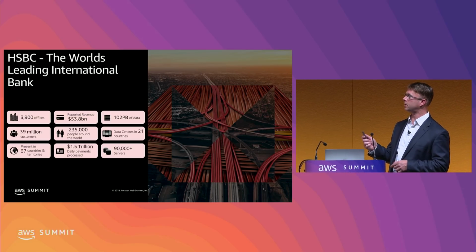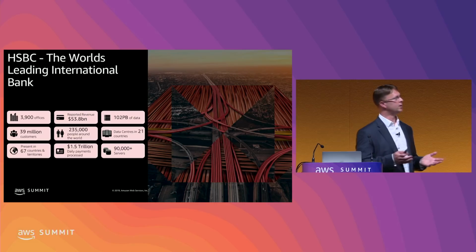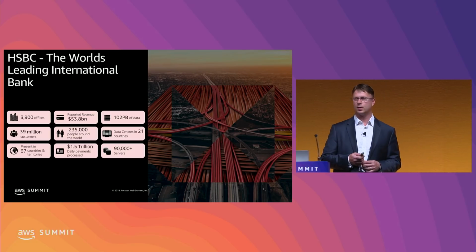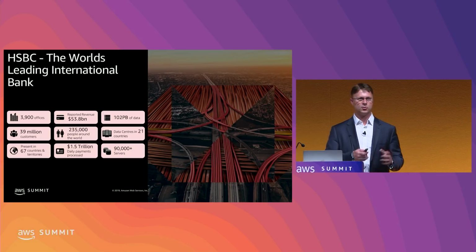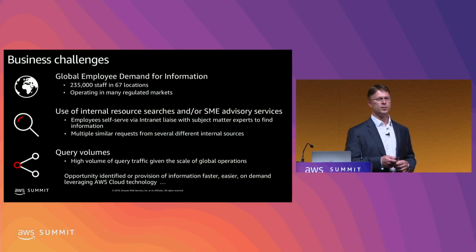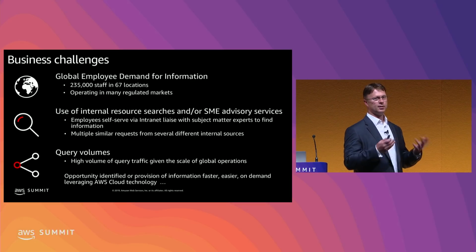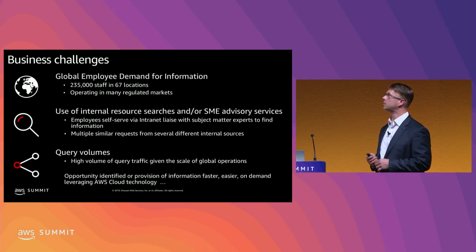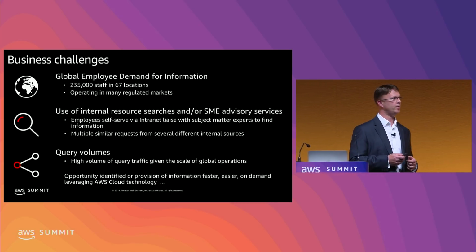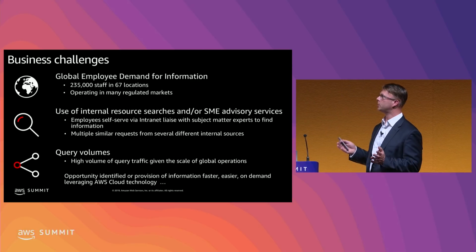Before I do that, I just wanted to highlight a couple of factors. Most of this will be common knowledge, but we're a big international organization, 3,900 offices, lots of customers, present in 67 countries, and 235,000 or so staff. So not unlike any other organization of our size, we have many regulated markets to operate in, many complex processes to navigate, and we have staff with a high demand for information. That could be information about how to run a process, how to find out how to access a system, a whole host of different reasons.